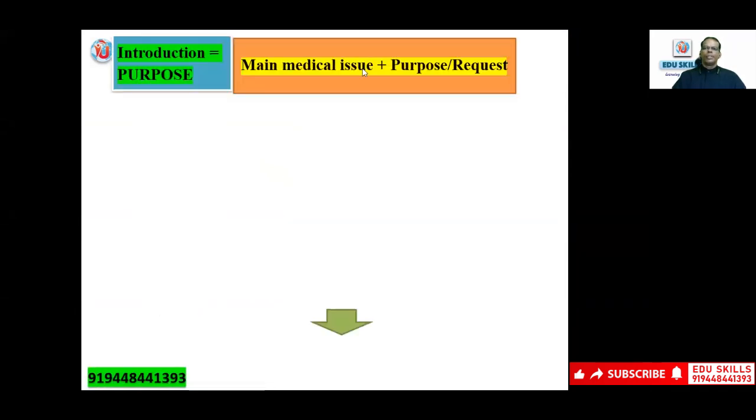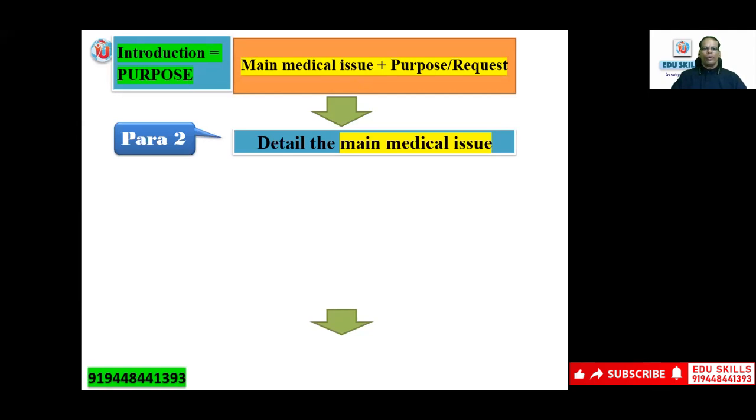So introduction. What is introduction? In short, it includes the main medical issue and the purpose, or the request you are making of them. Then the second paragraph details the main medical issue. See the connection? That's why I said the purpose is the general statement, which is developed in the whole letter. As I told you earlier, even in IELTS or TOEFL or OET, everywhere, the introductory paragraph gives the thesis statement. Thesis statement means the main idea.